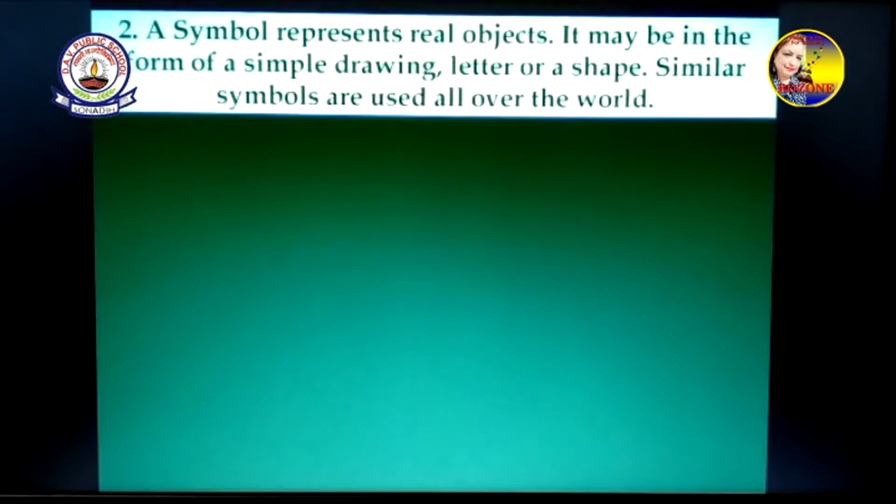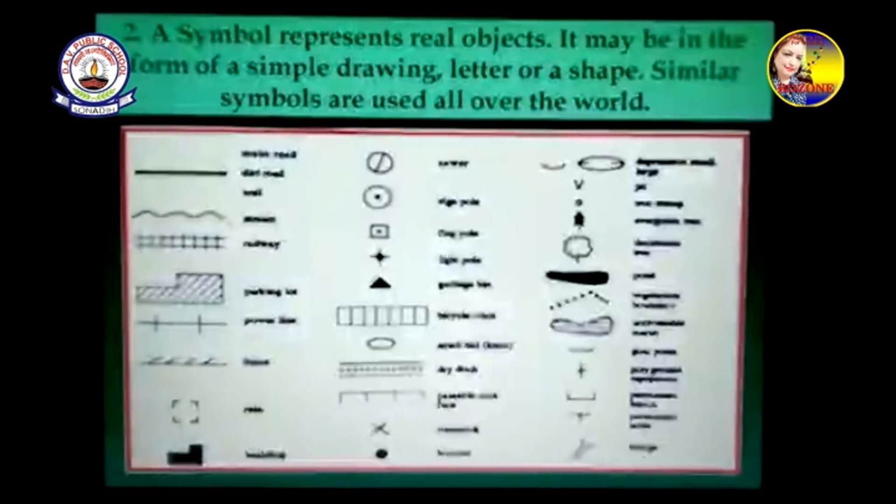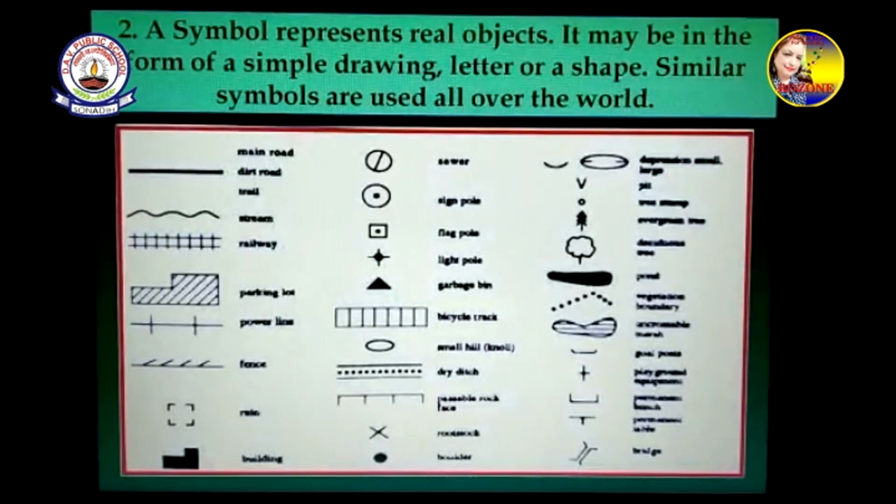A symbol, this is another language. A symbol represents real objects. It may be in the form of a simple drawing, letter or shape. Similar symbols are used all over the world. In your book also you have the symbols.